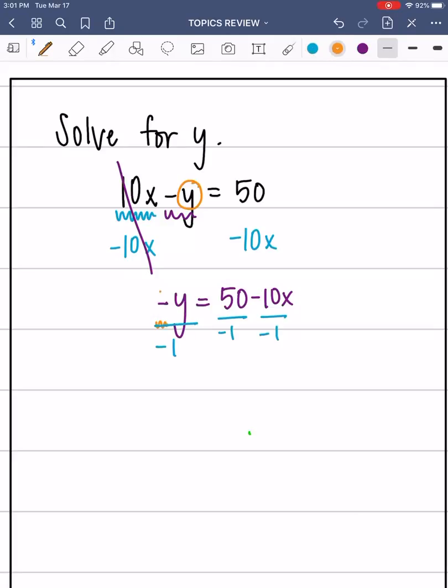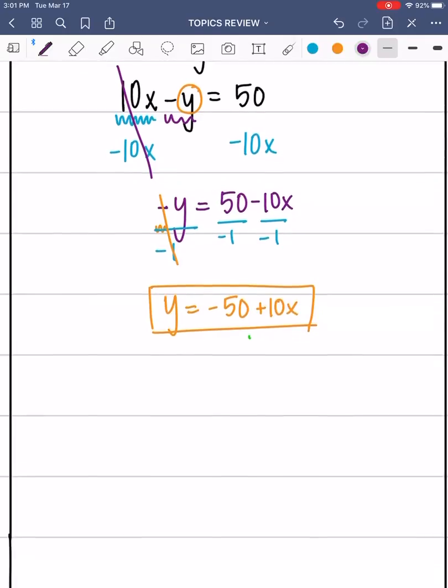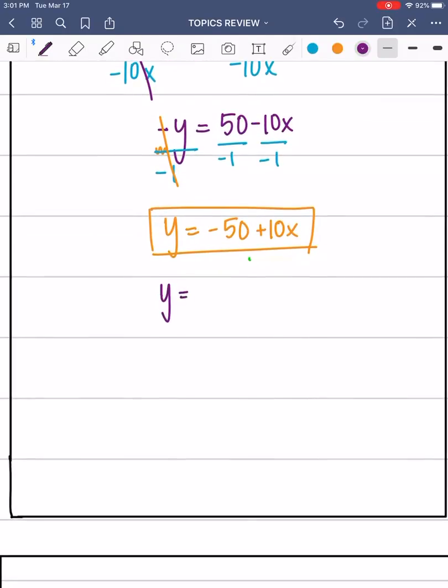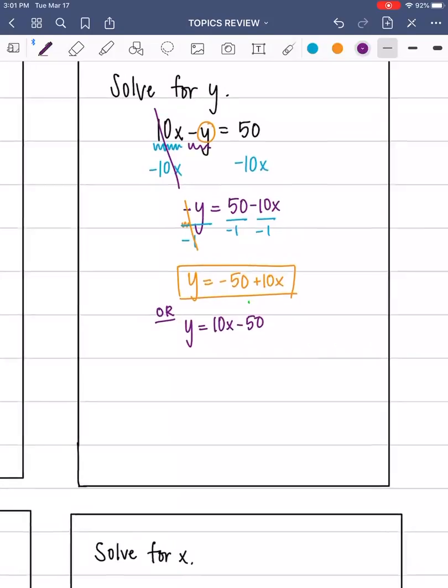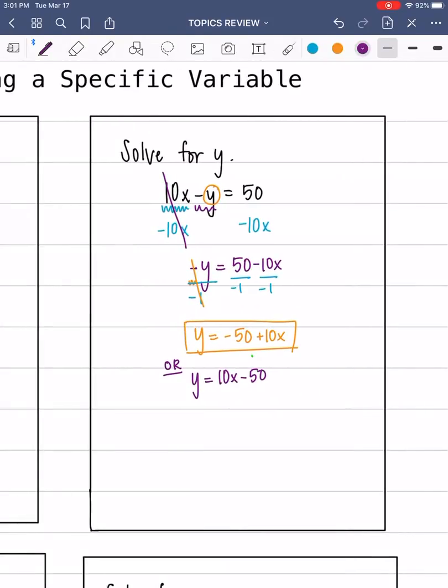Okay, negative divided by negative, it's gone, so this is just y equals 50 divided by negative 1, well that's negative 50, and then negative 10x divided by negative 1 is positive 10x. So here's our final answer. Y is all by itself. Once again, you could rewrite this as y equals 10x, and then we have a negative 50. But our first answer in orange is perfectly fine.